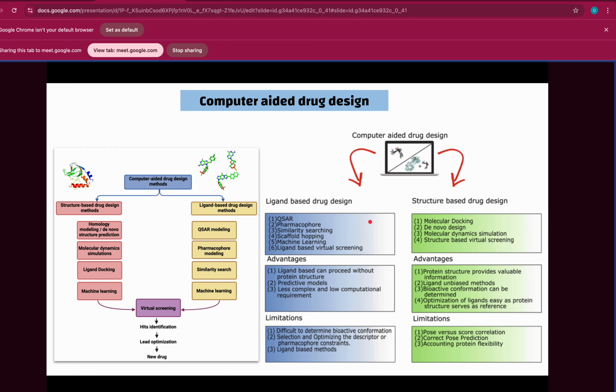Yeah, and if you want to study it in detail, these are some of the points, the advantages versus limitations of each of these approaches, so you can go through this.